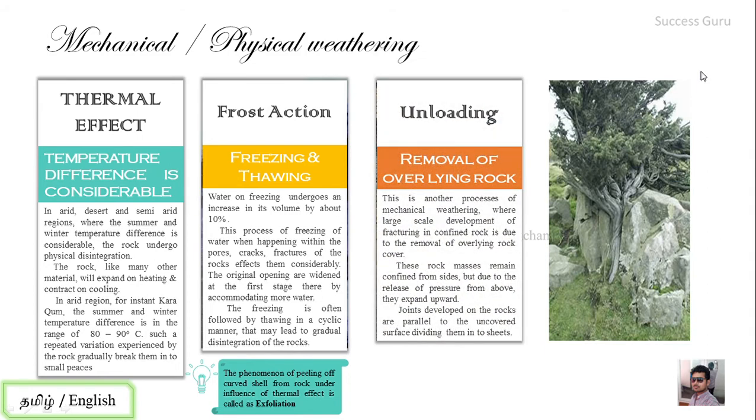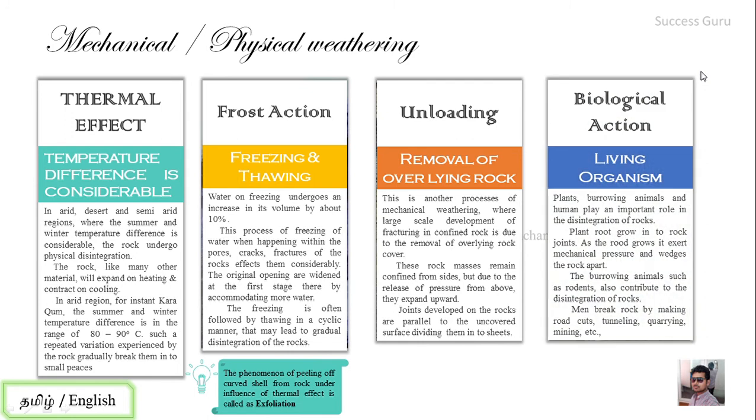The third one is unloading, that is, the removal of overlying rocks. This is another process of mechanical weathering, in which large-scale development of fractures in confined rock is due to the removal of the overlying rock cover. These rock masses remain confined from the sides, but due to the release of pressure from above, the same rock expands upwards, and the joints developed in the rocks are parallel to the uncovered surface, dividing them into sheets. This is how unloading works.